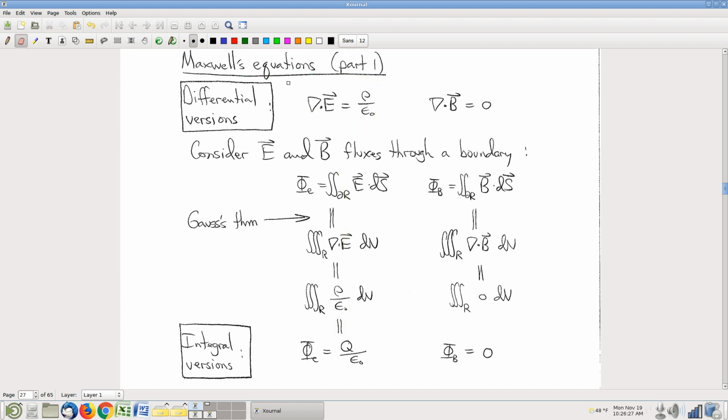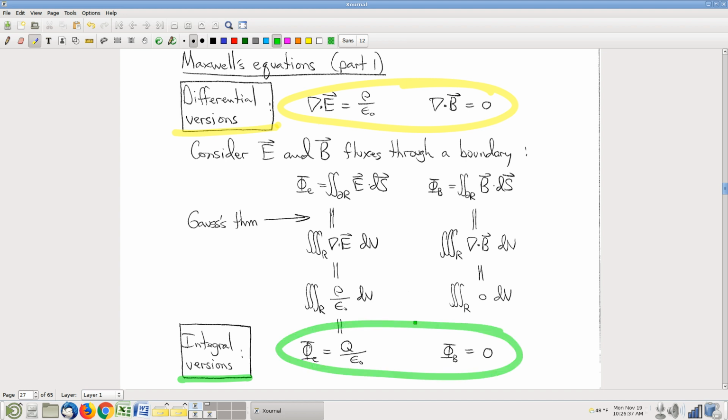So thus the lingo here. These are referred to as the differential versions of these two of Maxwell's equations. And these two down here are referred to as the integral versions of the same equations. So depending on the point of view, this is viewed as two equations in two different forms instead of four equations.